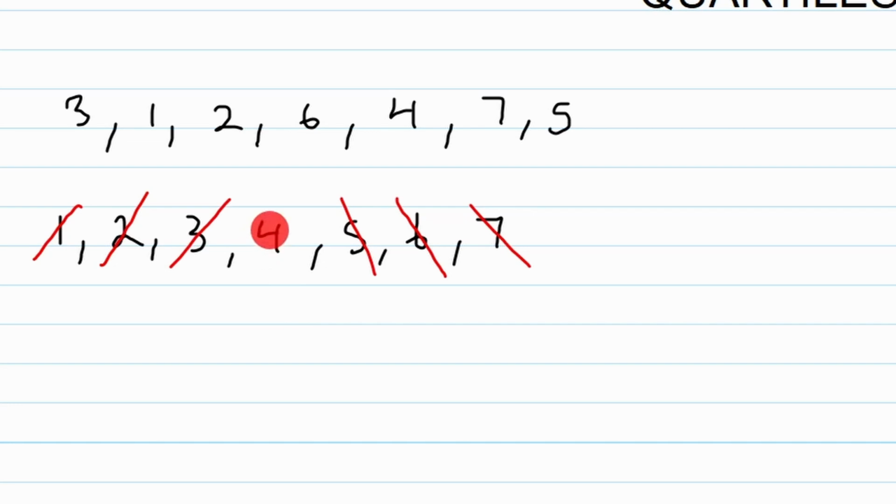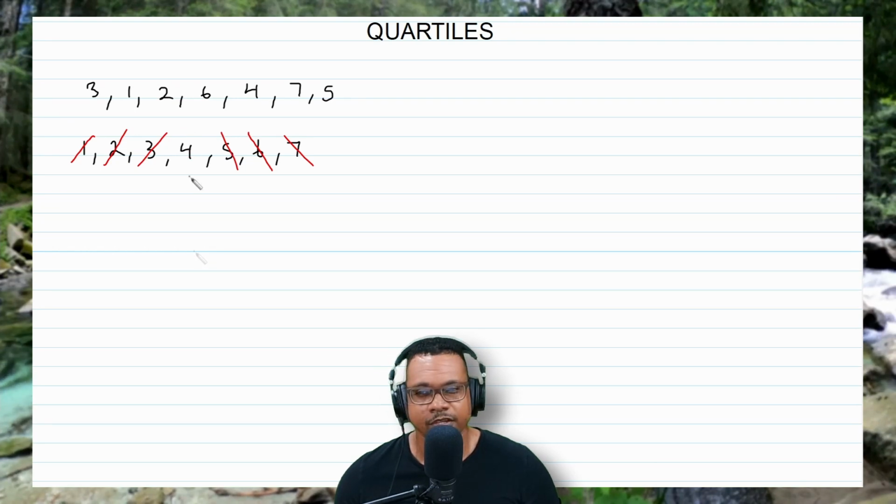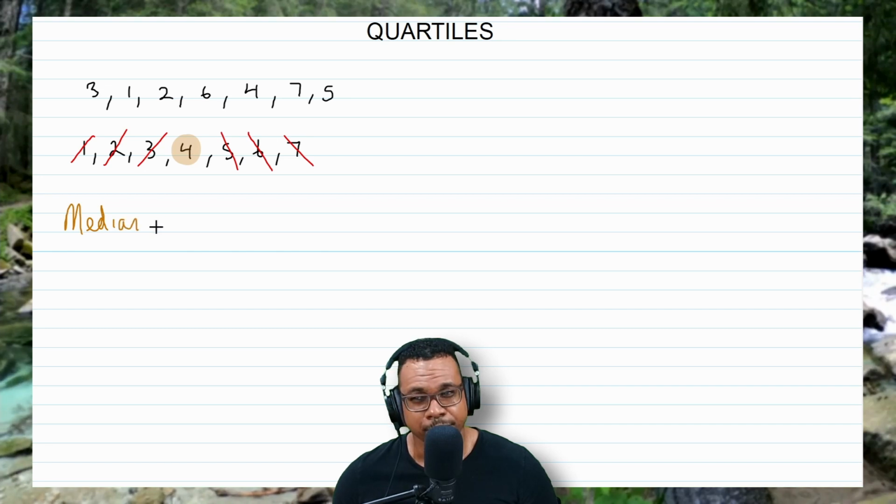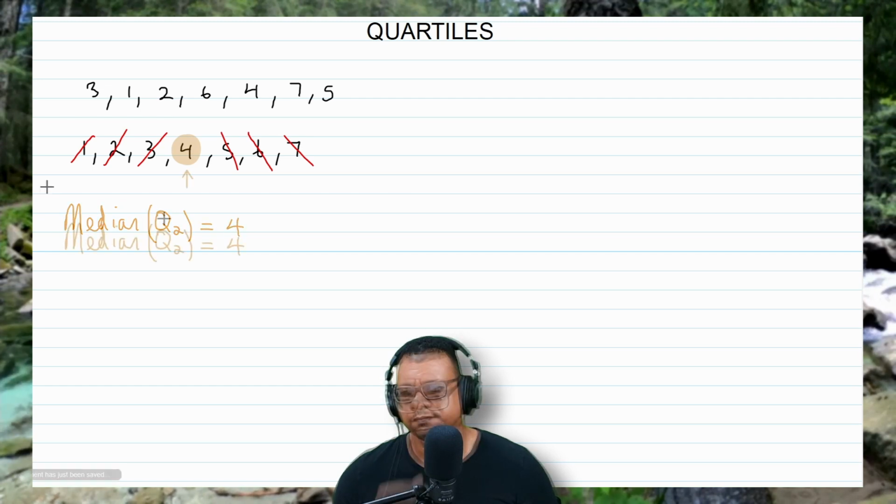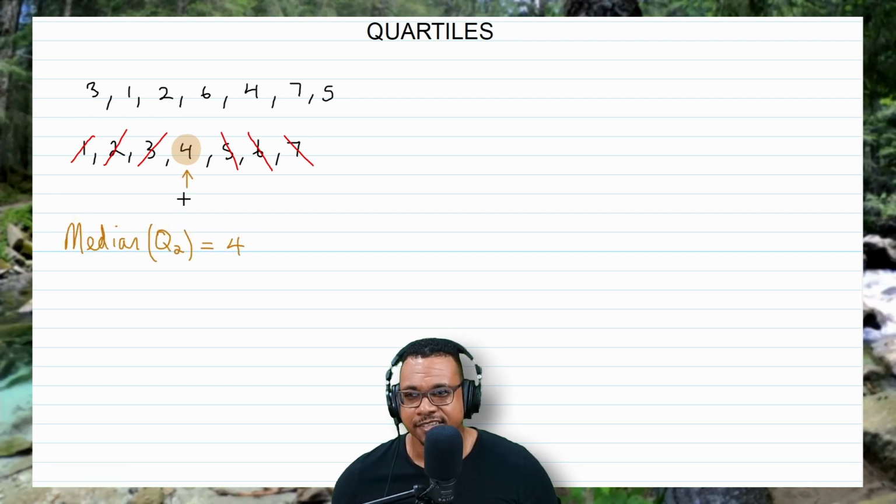So that means this 4 is in the middle, so we're seeing 3 numbers on the left-hand side and 3 numbers on the right-hand side of this 4. So when we look at the spread of the data, 4 is in the middle, so that's the median. So I'll just shade this 4 here, and I'll say that the median, and the symbol for median is Q2, is equal to 4. And I'd like to highlight that this 4 is Q2.